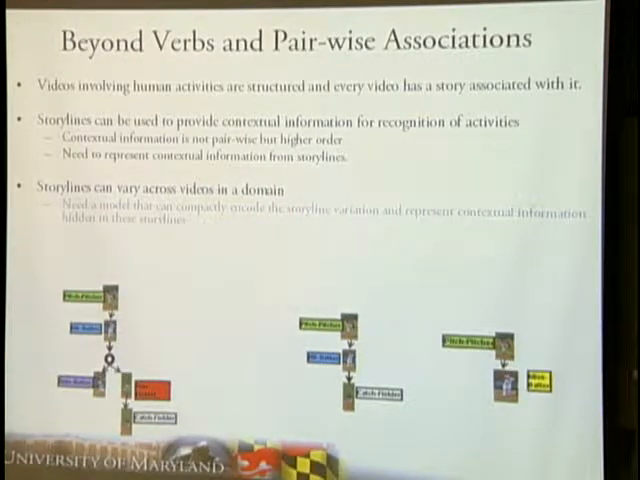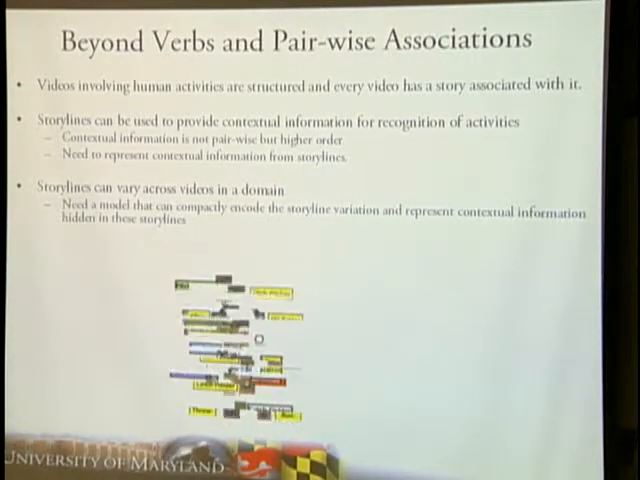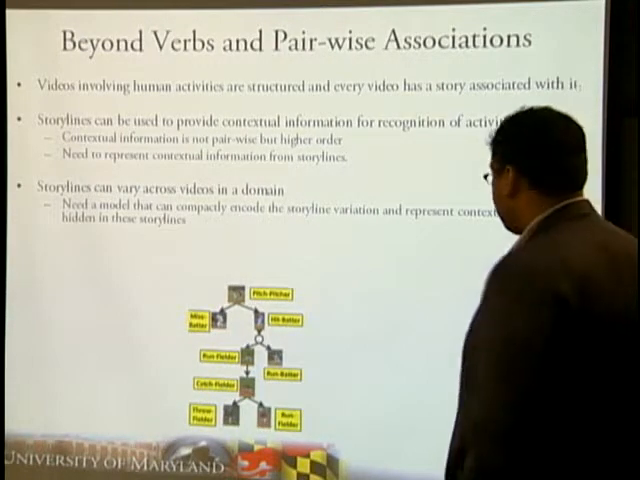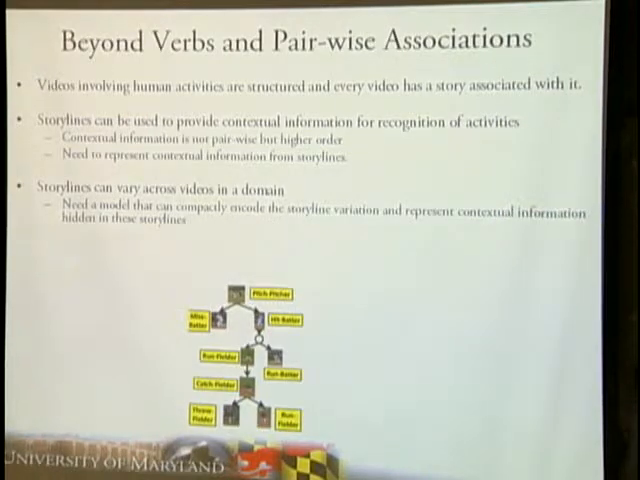However, as you can also observe, storylines vary across videos in a domain. That is, there can be substantial variation in terms of agents, actions, and the relationship between actions themselves. So what we need is a model that can compactly encode the storyline variation and represent the contextual information hidden in these storylines. So this model should be able to encode the space of allowed storylines for the domain.